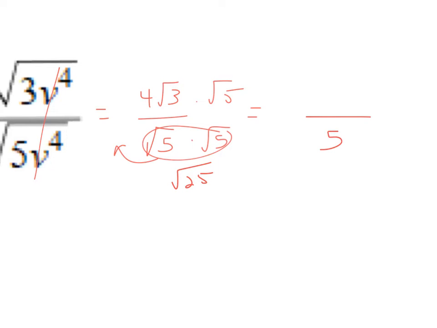On the top, I'm going to multiply my outside numbers. So I just have a 4, right? Because it's 4 times 1 right here. And then I'm going to multiply my inside numbers. So 3 times 5 is 15. And 15 can't break down and go anywhere. So this is your answer.